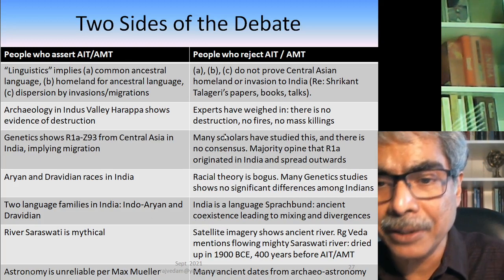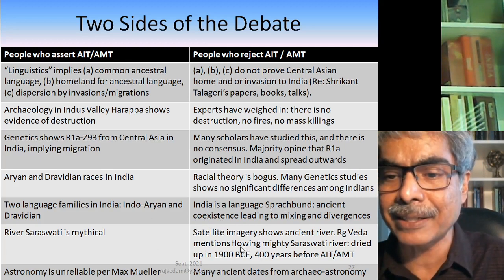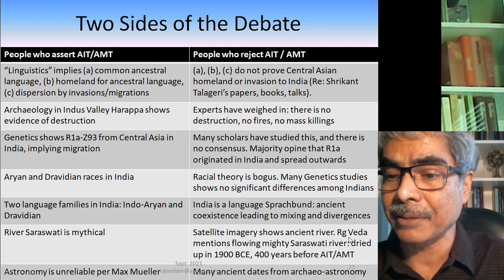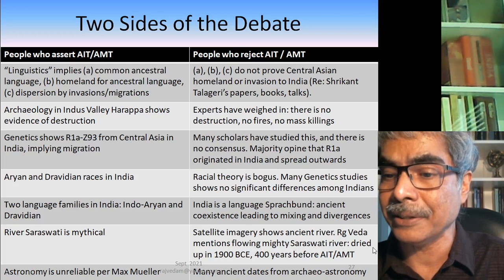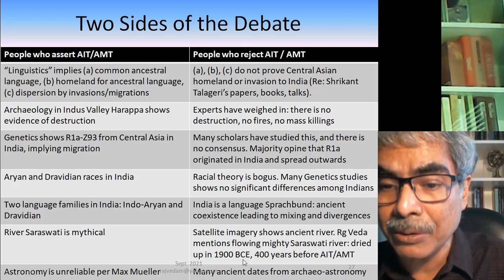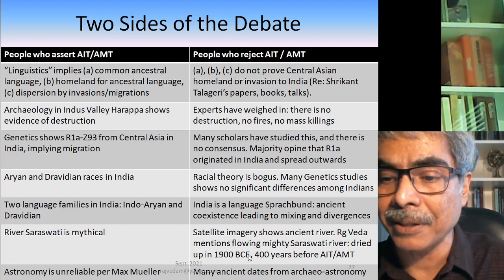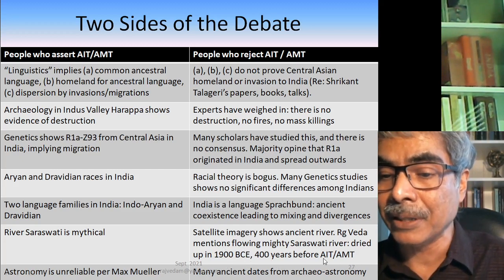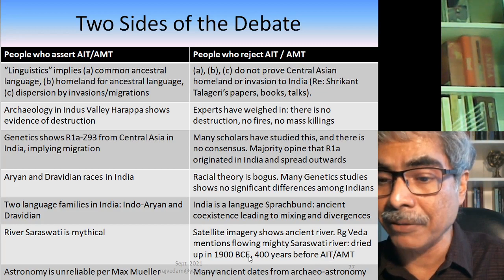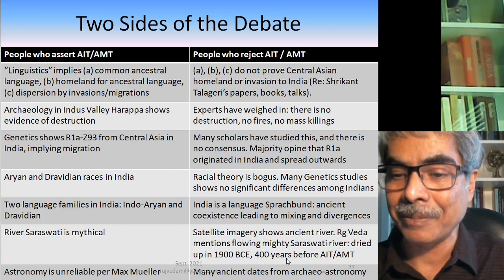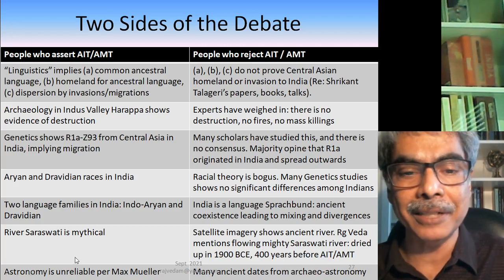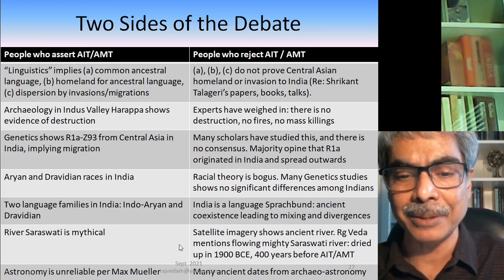Now the Rig Veda talks about the Saraswati River extensively, and this side they say satellite imagery shows an ancient river. Rig Veda is mentioning this flowing mighty river in India. However, this river is known to have dried up in 1900 BCE, 400 years before the alleged Aryans came into India. How could they have seen a dried up river and talked about it in the Rig Veda? That is the question. On this side, they say the river itself is mythical. It is some other river misunderstood as Saraswati.